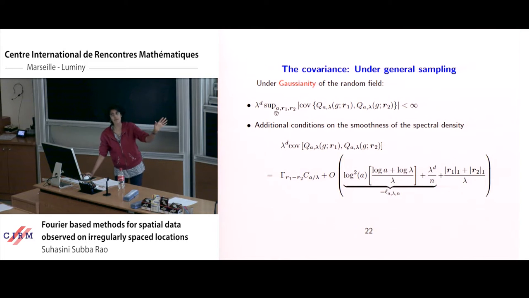So it doesn't matter how many frequencies we're using in this construction of the estimate, it doesn't really play any role. And it's also supremum over R1 and R2. So this thing over here is bounded. But there are additional conditions which are kind of interesting.